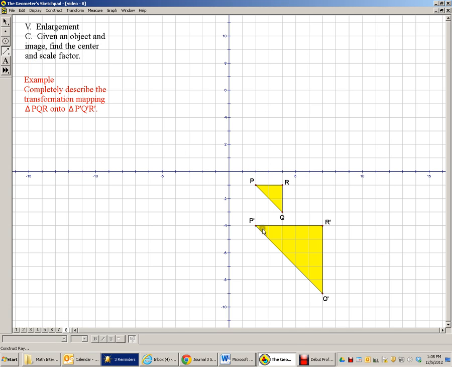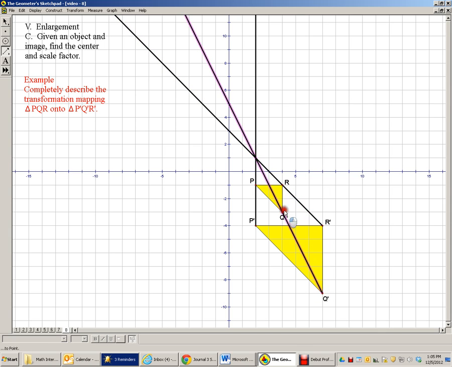I know that the center has to be located on the same line that connects P prime and P. I'm going to draw a little ray here. I know that the center has to be somewhere along this ray that I've drawn that passes through P and P prime. Likewise, it has to be located somewhere along the line that connects R and R prime. And it has to be somewhere along the line that connects Q and Q prime. Well, a shared point emerges. Here's your center right here. That has to be your center.